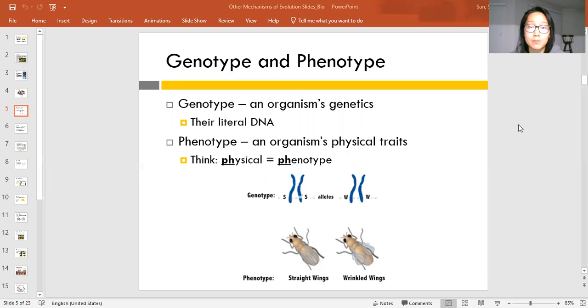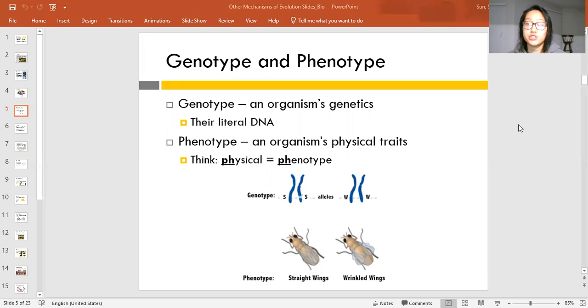Now, a phenotype is an organism's physical traits. So what they actually show as a character trait on their outsides, right? For example, what color fur they have, how long their legs are, right? How pointy their teeth are, right? The pattern on their fur, how fast they run. Those are all phenotypes. Those are all physical traits, right? So think physical, phenotype. They both begin with that PH, and it's an easy way to remember, right?